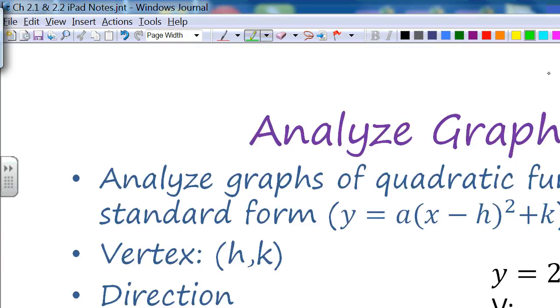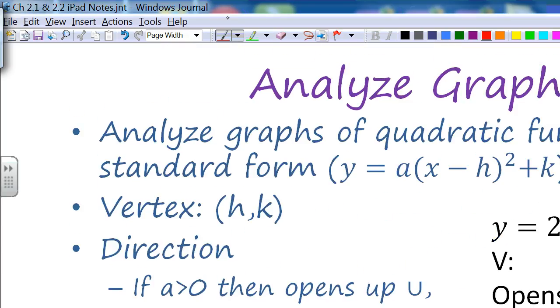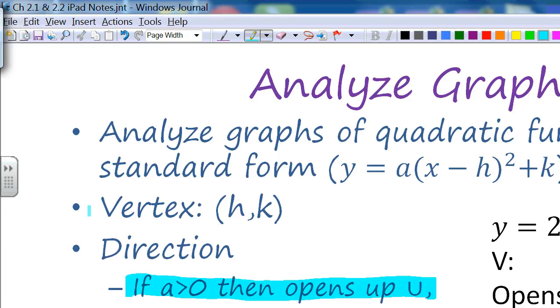All right, for analyzing graphs, we're going to look at a quadratic in standard form. In Mrs. Gallatin's class, they may have called it vertex form, but it is also considered the standard form. The vertex in this situation is (h, k). For the direction, if a is greater than 0, the parabola will open up. If it's less than 0, for a quadratic, it opens down.